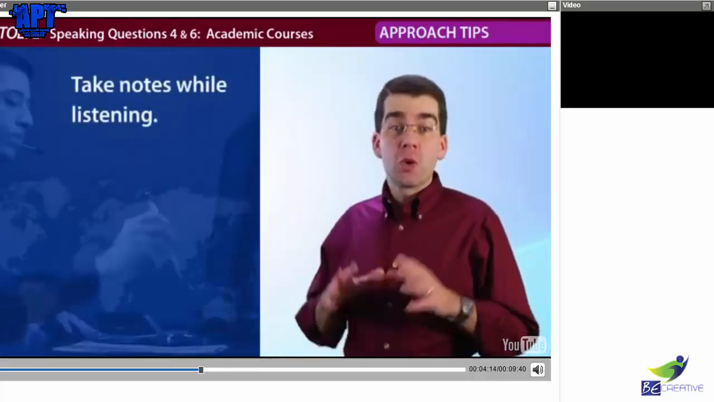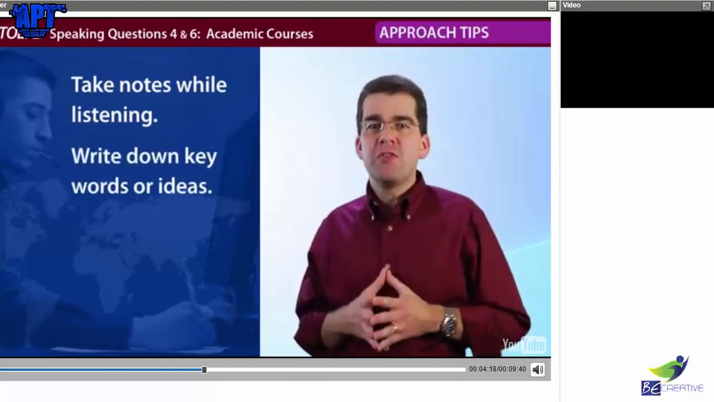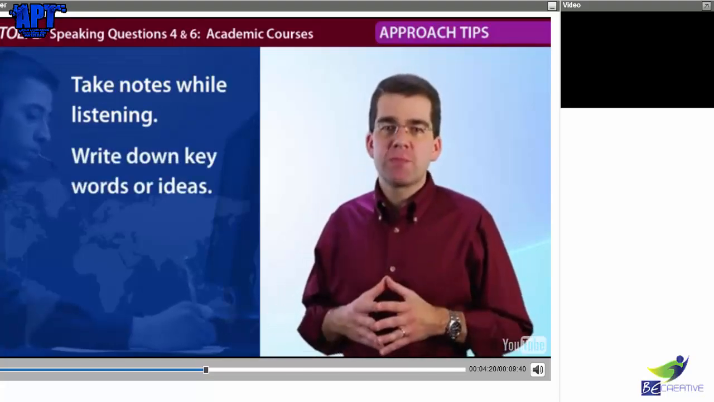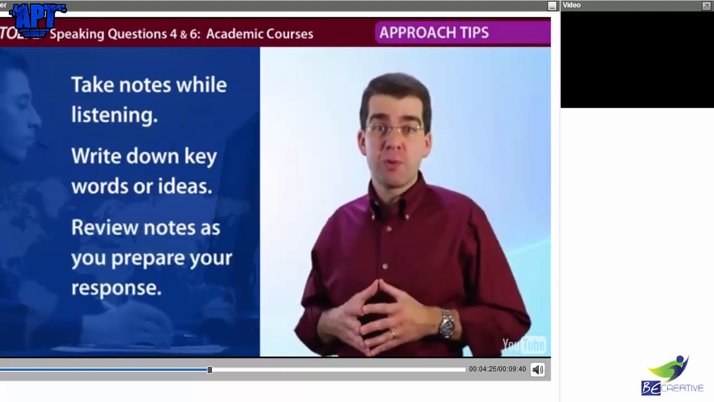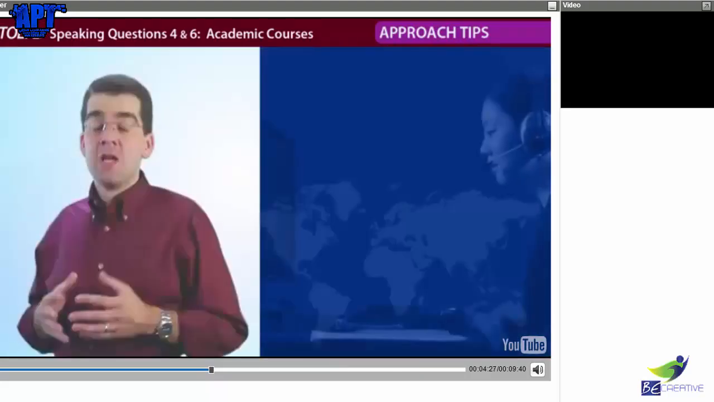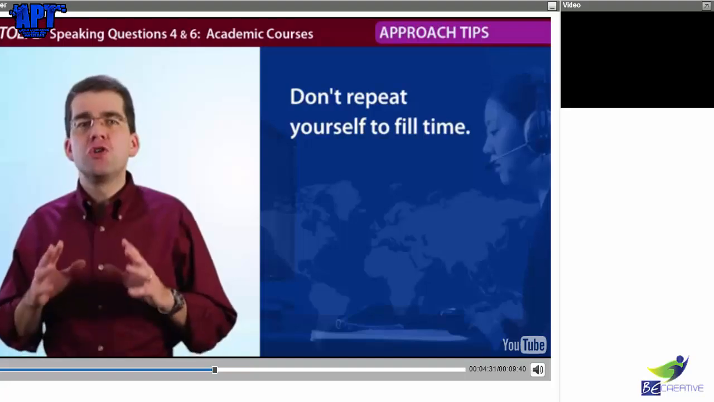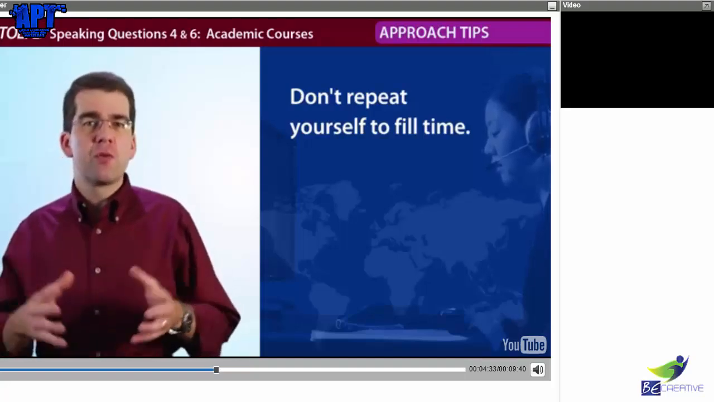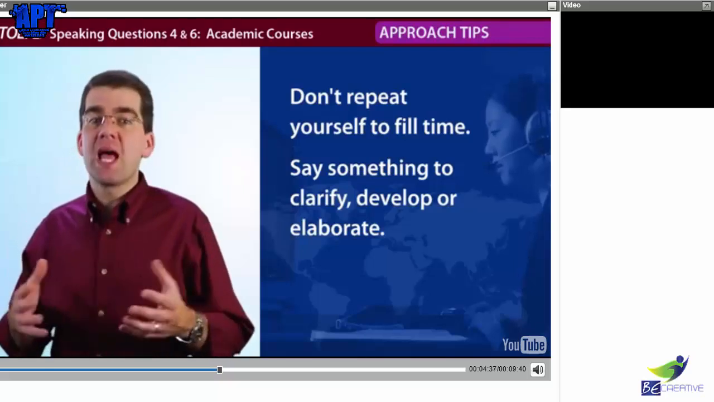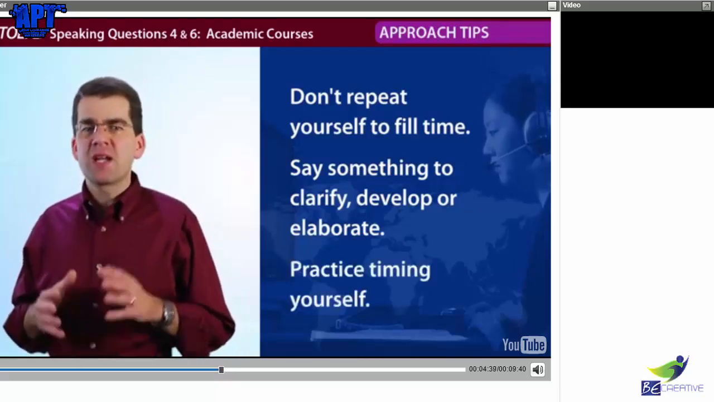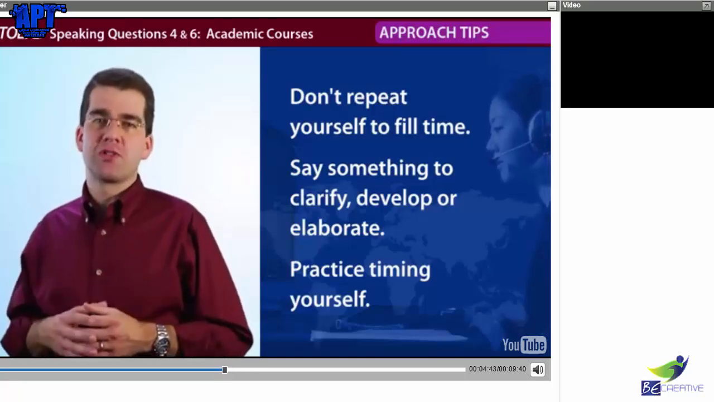Number 2, you're allowed to take notes during the test. So during the listening passages, write down a few key words or ideas on your scratch paper. Then use the preparation time to review your notes and prepare your response. Number 3, if you finish your response before time runs out, don't just repeat yourself to fill the remaining time. Say something that clarifies, develops, or elaborates on your response. Practice timing yourself so that you get used to the amount of time you have to answer a question.